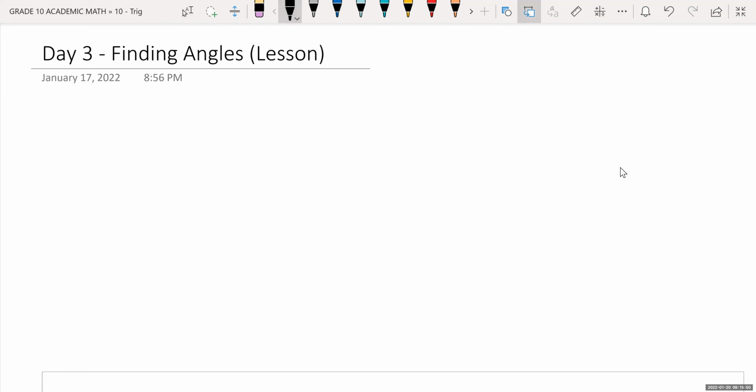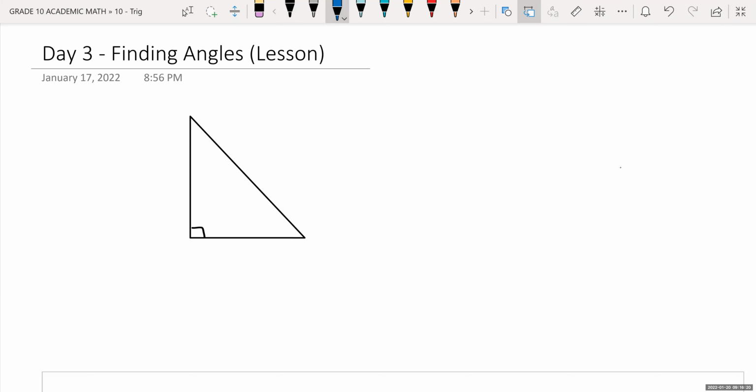What exactly is trigonometry? It's basically a way for us to study the relationships between the angles of a triangle and the side lengths. That's the simplest way to describe trigonometry. So we're only going to be looking at right angle triangles because we're not going to have time to look at any other different triangles.